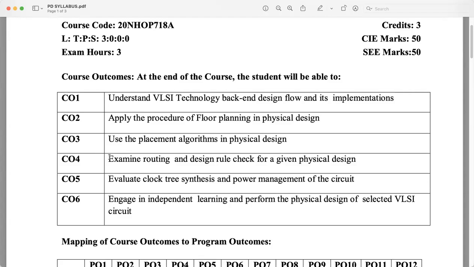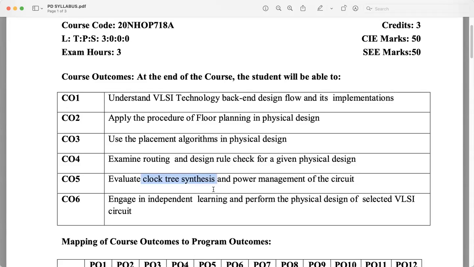So the next one is evaluating clock tree synthesis. In short, sometimes this is also called CTS. There are specific job descriptions. If you just look into the job portals, you will see physical design, CTS, then verification, testing. So all these things. This is one among them, clock tree synthesis.